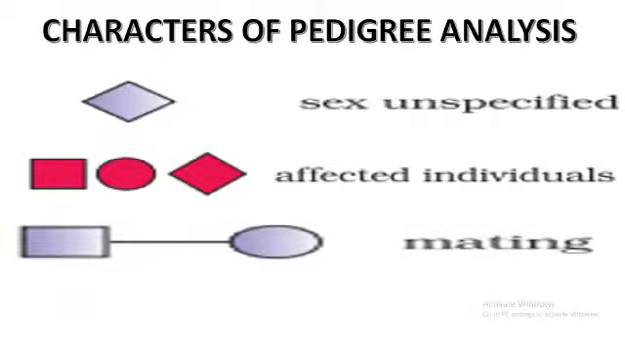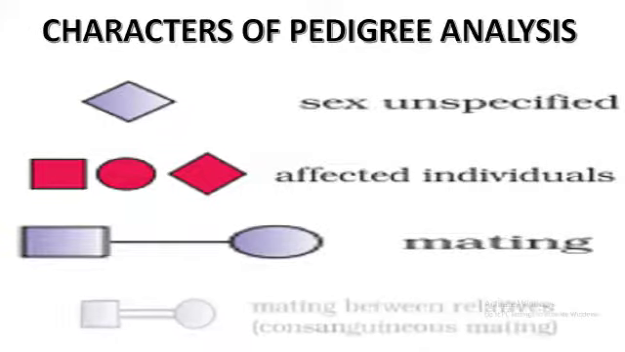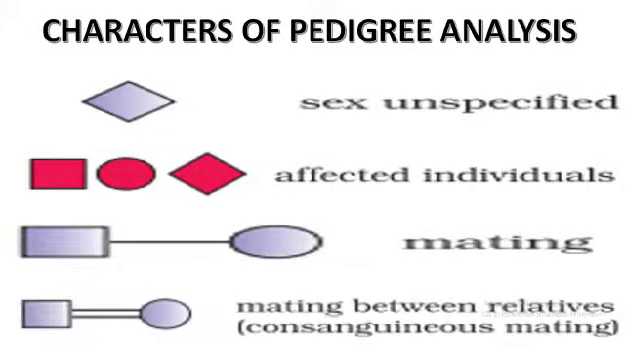Likewise, the next symbol is mating. Male and female, so it indicates copulation has taken place. We draw a line. Likewise, the next symbol is a square and a circle with two lines between them. This indicates that the marriages are between close relatives, consanguineous mating or mating between relatives.